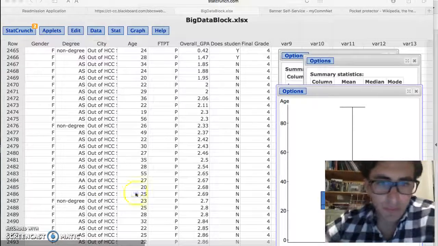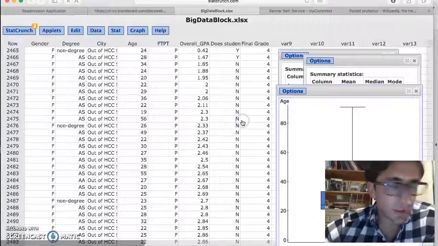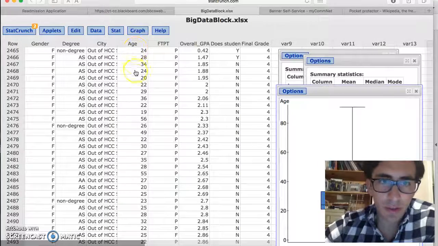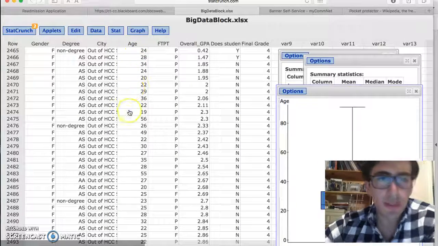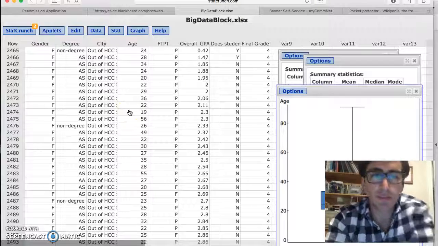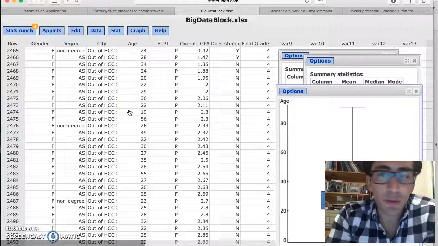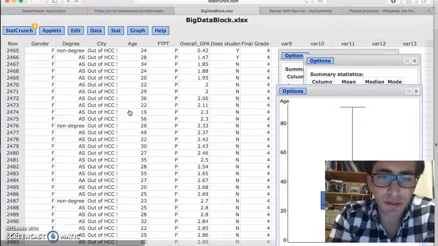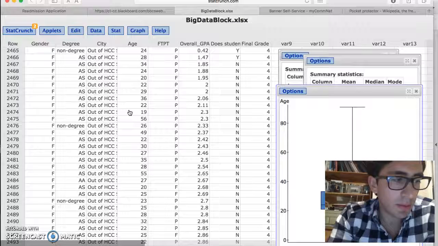So age, the column we'll be working with, is a quantitative variable because it's measured on a numerical scale, usually from 0 to 100 for age, or it could be more depending on how long people live.